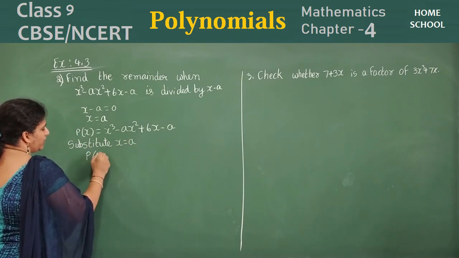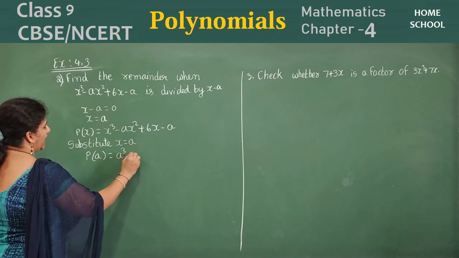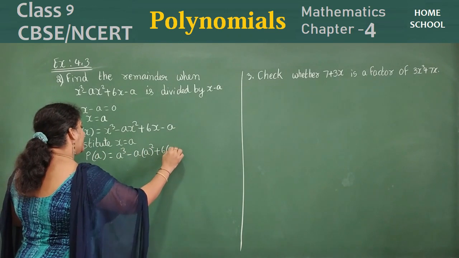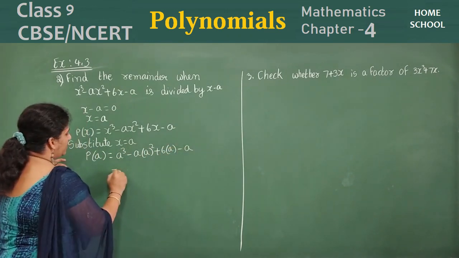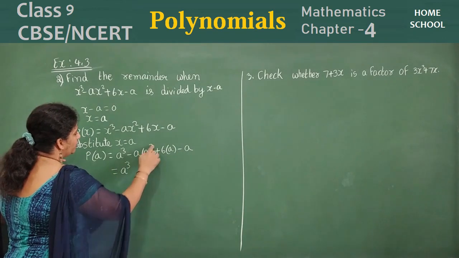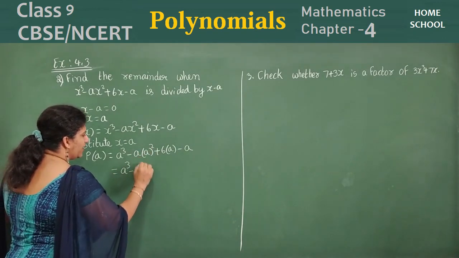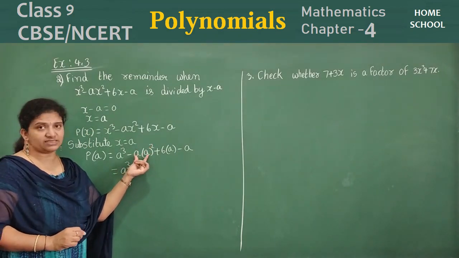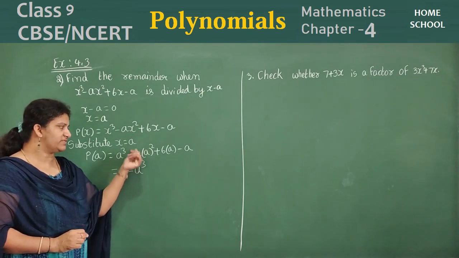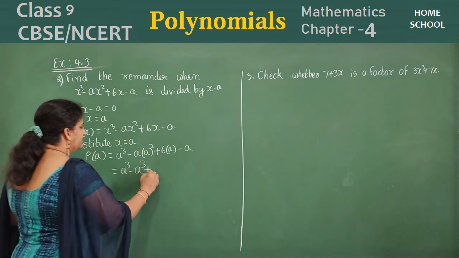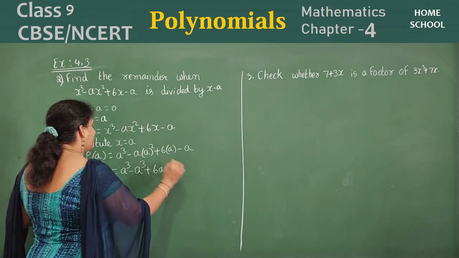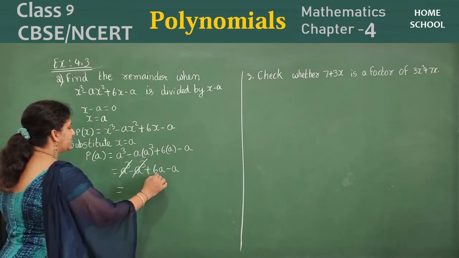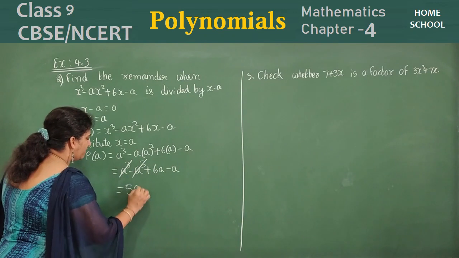We get p of a is equal to a cube minus a into a square plus 6 into a minus a. a square into a, what happens, children? It will be a cube. Do you know this? a square into a, both the bases are same, powers can be added. 2 plus 1 will be 3. Plus 6 into a, 6a minus a. Plus a cube minus a cube gets cancelled. 6a minus a will be 5a.